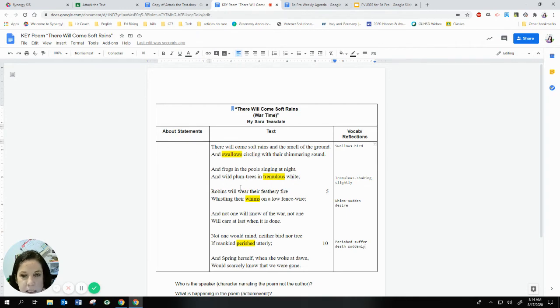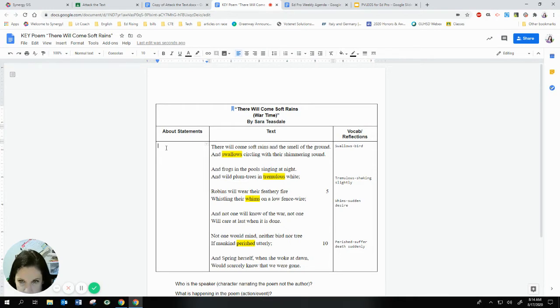So for my purposes here, I did the chunks as actually 2 stanzas because they were such small stanzas. So for stanza 1, there will come soft rains in the smell of the ground, and swallows circling with a shimmering sound, and frogs in the pool singing at night, and wild plum trees in tremulous white.